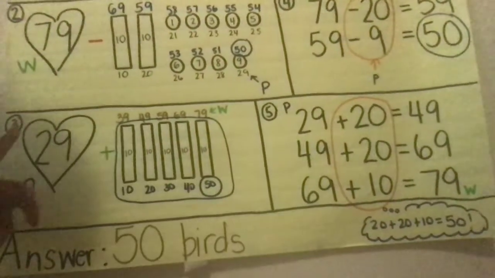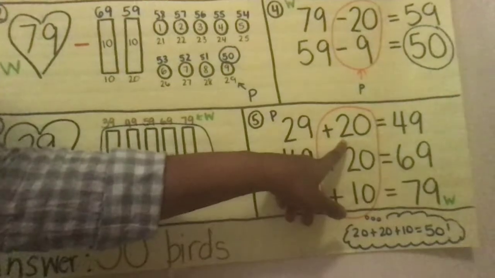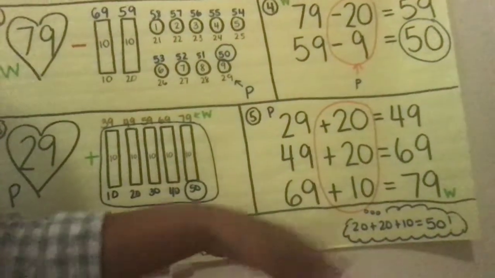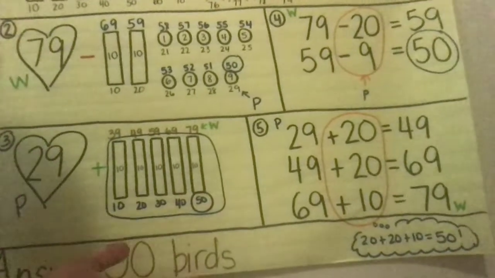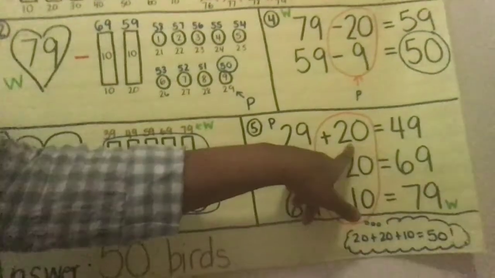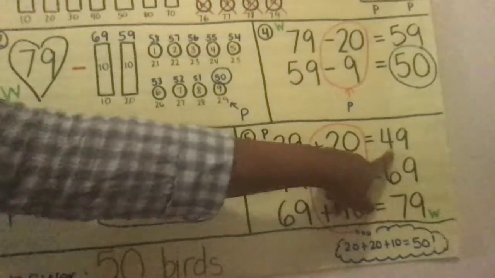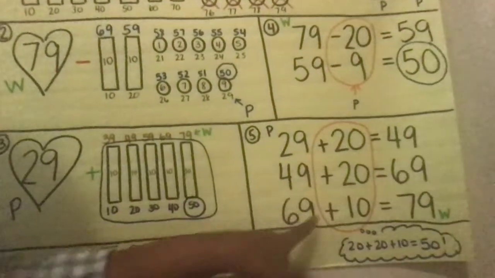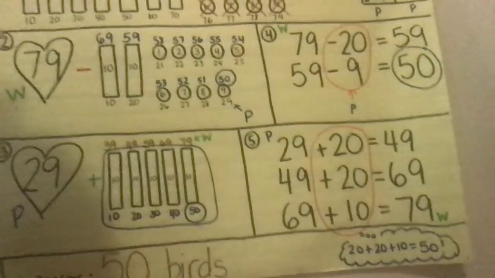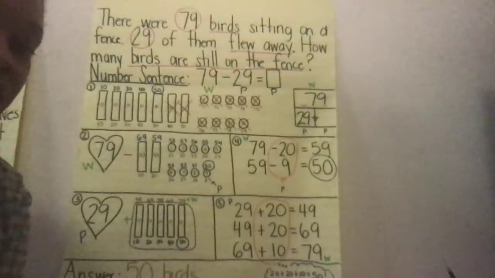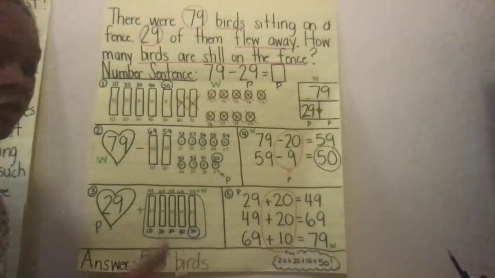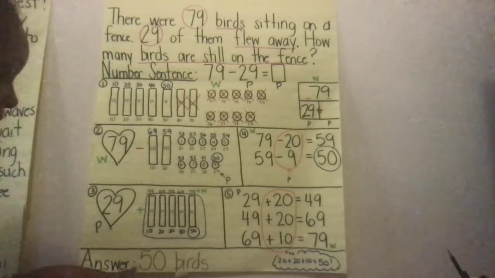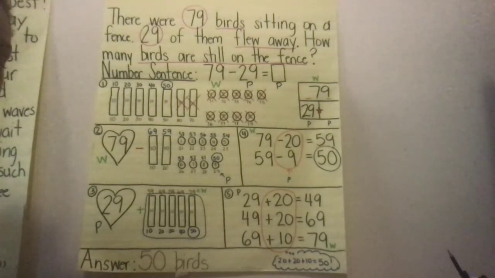Started with 29. Instead of me adding a bunch of 10s, I just added 20. I could have added 30, I could have added 40, could have added 50 as a whole, but I just decided to add 20. So 29 plus 20 is 49, 49 plus 20 is 69, 69 plus 10 is 79. So here are the different strategies that your child could have used, and regardless of what strategy they use, they should have gotten the answer of 50 birds.